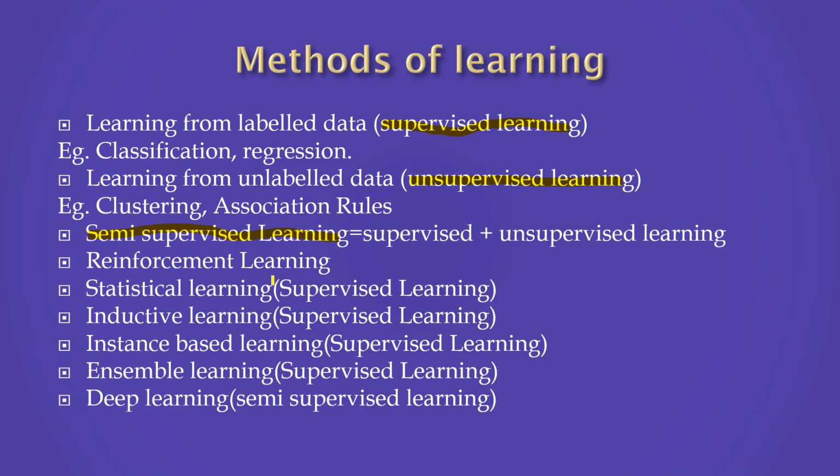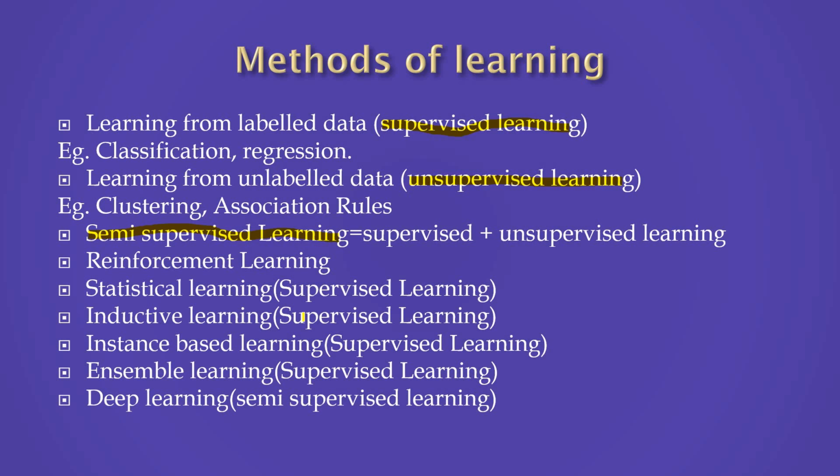And the next one is statistical learning. The information is gathered by using statistical information, or learning from statistical information. This is also one kind of supervised learning. And the next one, inductive learning. This is also one kind of supervised learning. The very best example for inductive learning is decision tree learning. Decision tree learning is one kind of inductive learning.